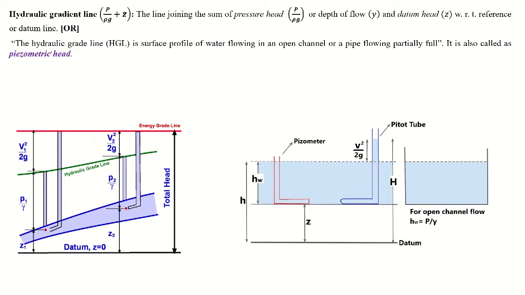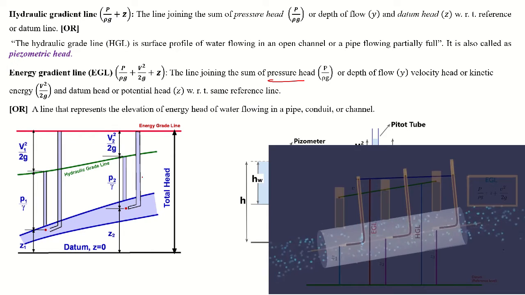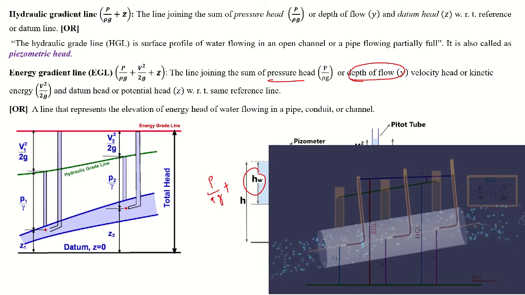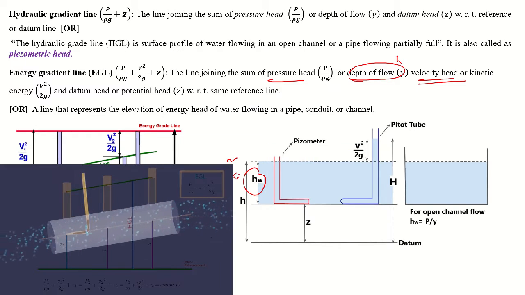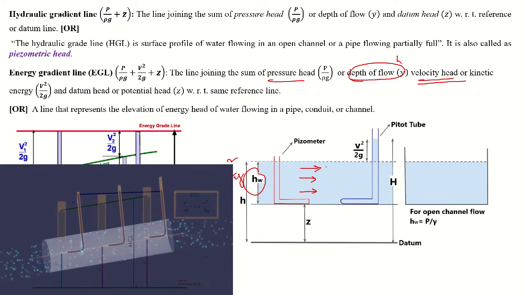Whereas the energy gradient line joins the sum of the pressure head, that is pressure by density and gravity plus depth, or the depth of flow in terms of head as I told you, and the velocity head. That is nothing but kinetic energy, V square by 2g, because water is flowing in the open channel with some velocity, which can be represented as V square by 2g. That is the velocity head, and it can be measured by a pitot tube.